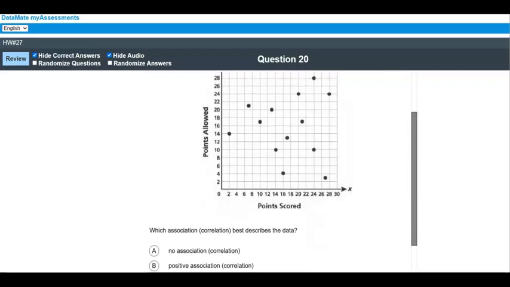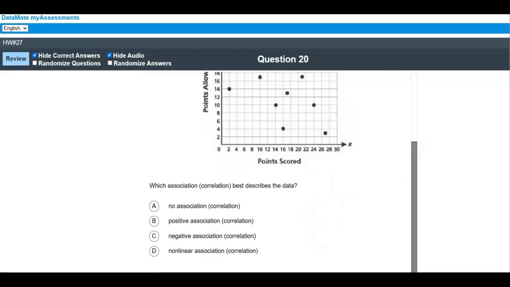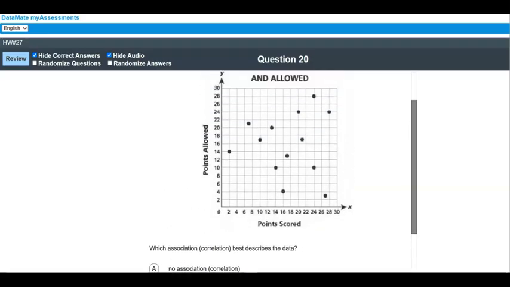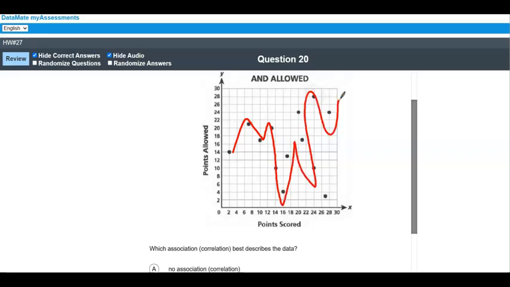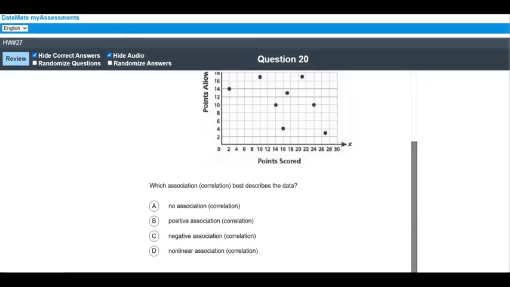In this example, they're asking you what type of association or correlation the scatter plot is showing us. And if you look carefully, the scatter plot is all over the place. I can't say if it's going up or down or even sideways. So we say that when it's scattered all around like that, it has no association.